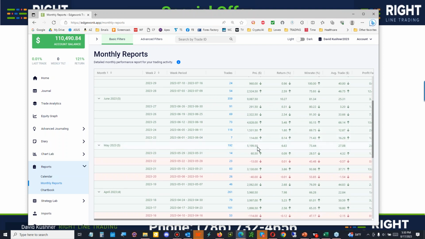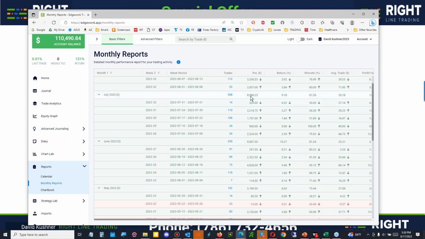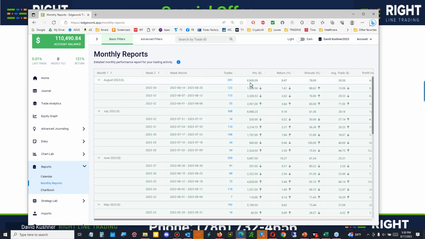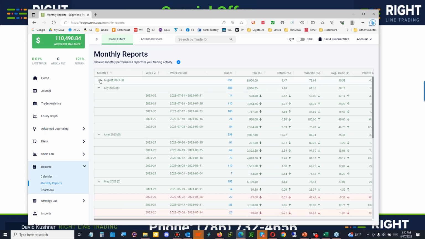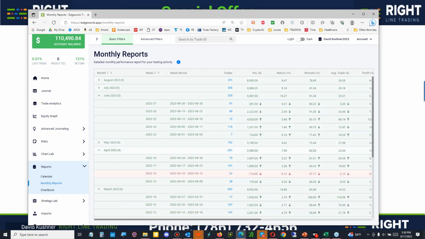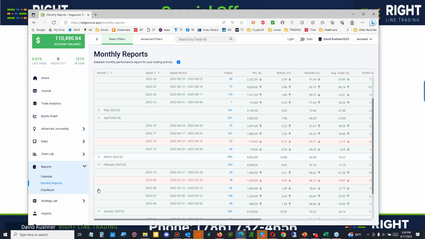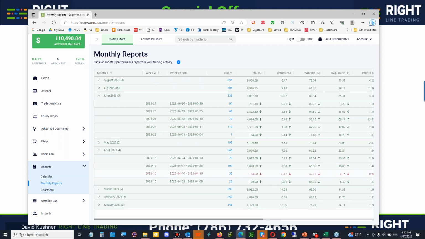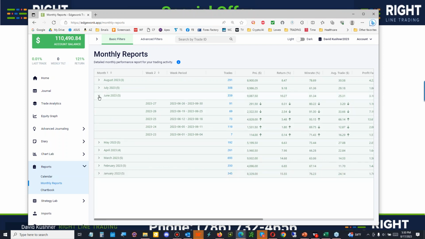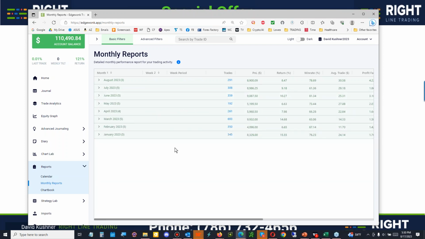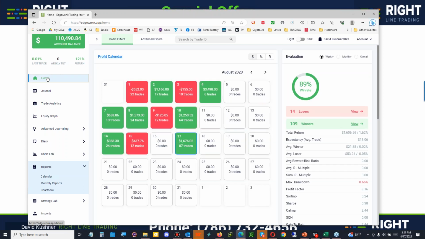May, 5,200. June, 9,000. July, 9,000. Look where we are in August. We're almost at 9,000, and we still have almost 10 more trading days. So I think August, even though it's been slow and choppy and low volume, you know, we pick our poison. We pick our days to trade. And when we don't have setups, we don't trade.